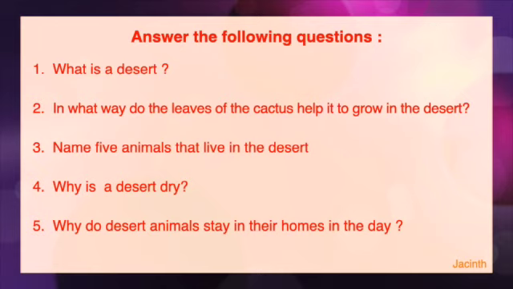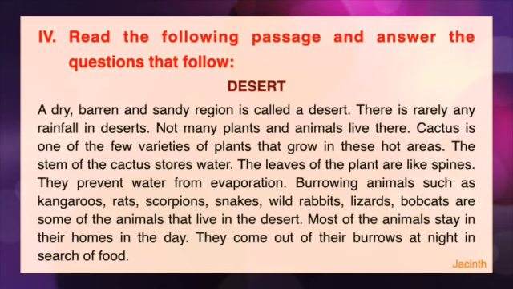The questions are: 1. What is a desert? 2. In what way do the leaves of the cactus help it to grow in the desert? 3. Name 5 animals that live in the desert. 4. Why is a desert dry? 5. Why do desert animals stay in their homes in the day? Please read the passage once more. After you have done that, let us read the questions once again, and we will answer them one by one.